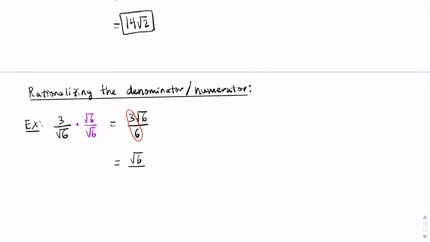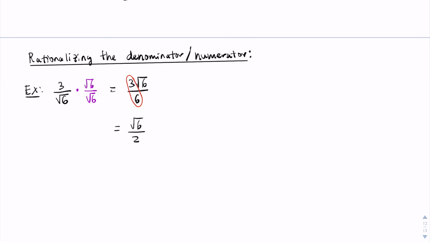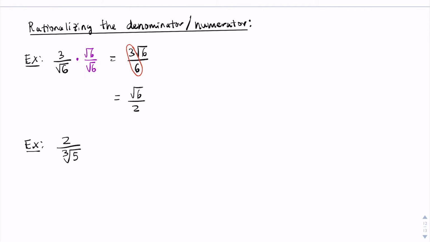Or some people want to put a 2 there, but 1 radical 6 over 2, but you don't need to put the 1 in front of it, right? This is perfectly fine. How will you rationalize this right here? So here's another example. How will you rationalize, say, 2 divided by the cube root of 5? How will you rationalize that?